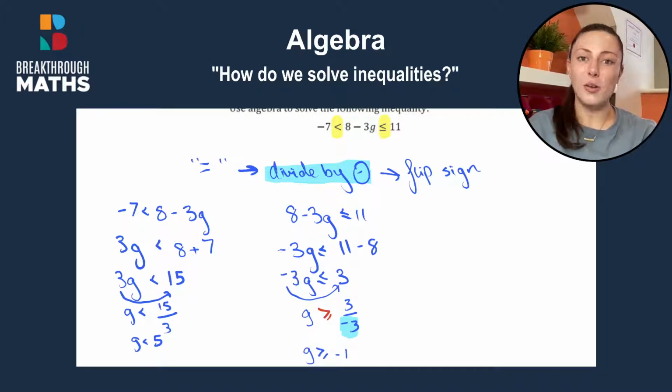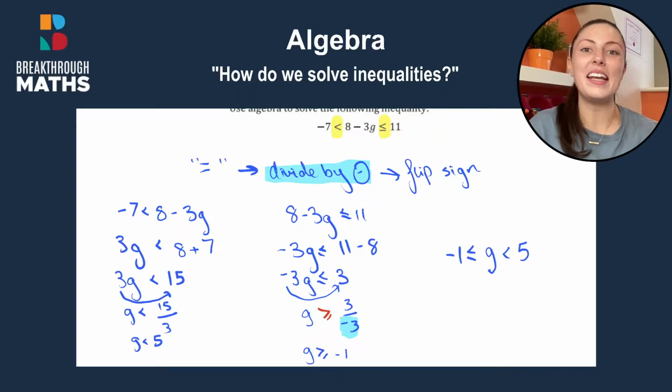And our final inequality, how we finish it off, is we write g in the middle. It's going to be greater than or equal to minus 1, and it's going to be less than 5. And that's how you solve inequalities.